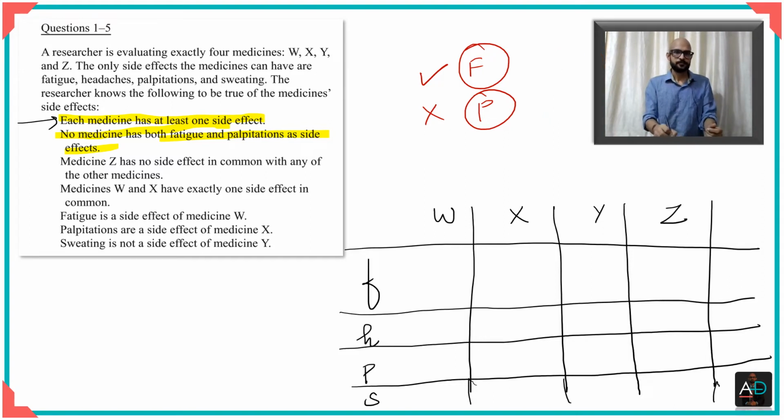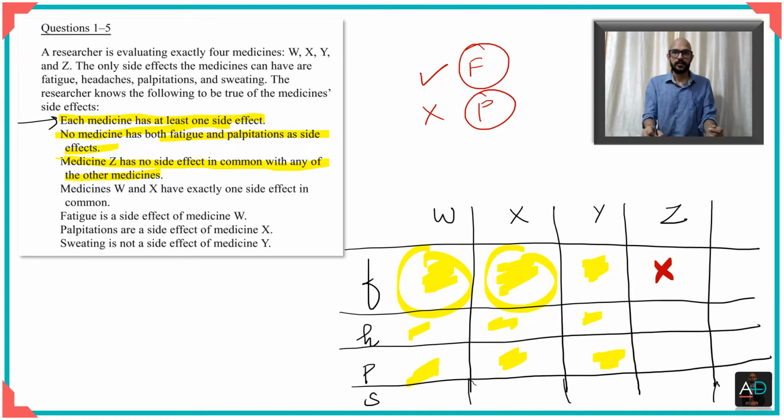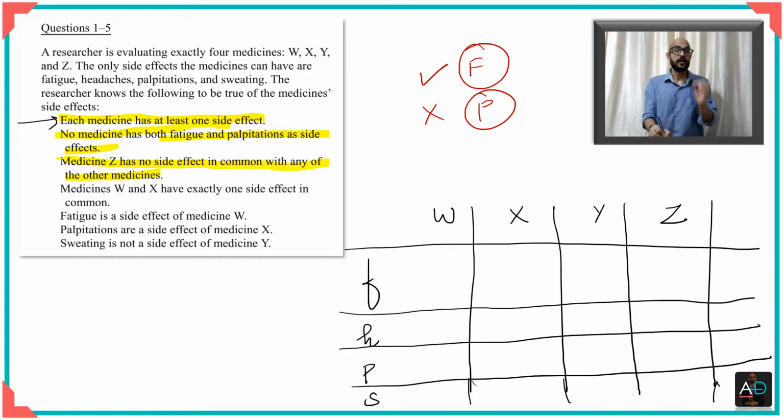Then it says that medicine Z has no side effect common with any other medicine. What that means is that if there is a side effect that is there in W, X, Y, if it's there in any one of these anywhere, that will not be available in Z. What that means is that the side effect that is there for Z will have to be something that is not there in W, X or Y.